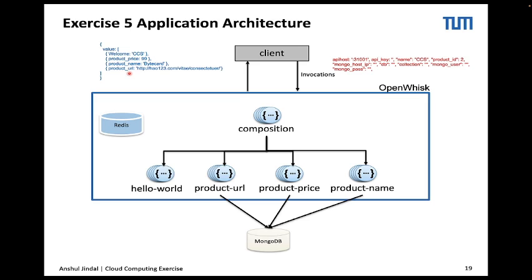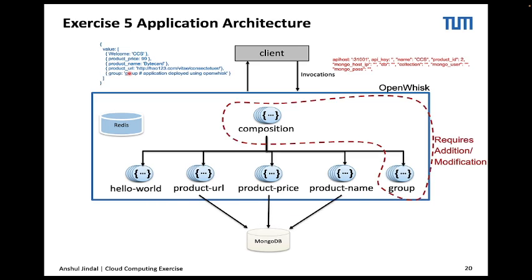I'm giving you this whole architecture, and you have to add to it this part over here, which is missing. You have to add another function, a group function, which would just say the group, whatever the number is, application deployed using OpenWhisk. And you have to modify the composition so that it uses the group value also when supplying the result back to the user, like the combination over here. The rest would be part of the whole code which I will be giving you.